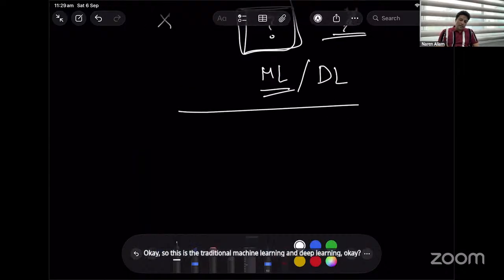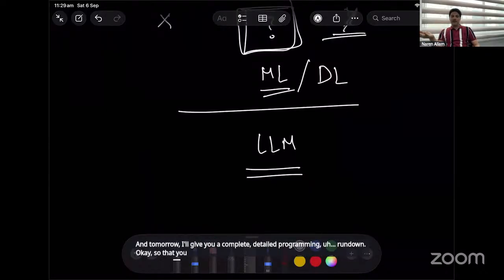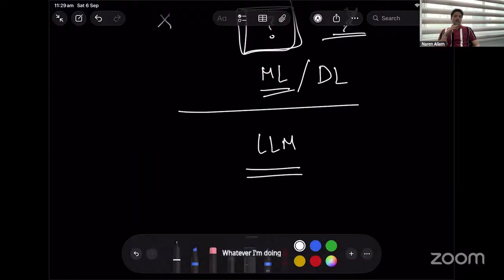Okay. The next one is LLM, large language model, and we'll see how it works, and I'll show you exactly how we get the output, what the parts inside are, and how you interact with this LLM using various tools. Today I'm going to give you an overall idea of the tools we usually use in production. And tomorrow I'll give you a complete detailed programming rundown, so that you also experience whatever I'm doing. So today mostly I want to go with the tools.